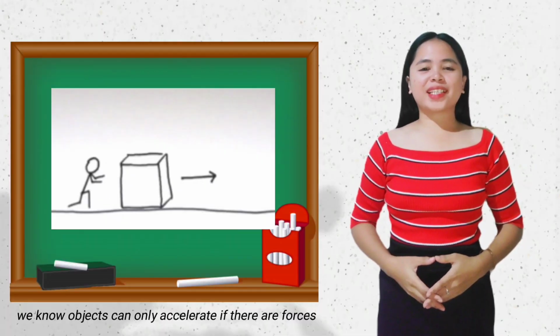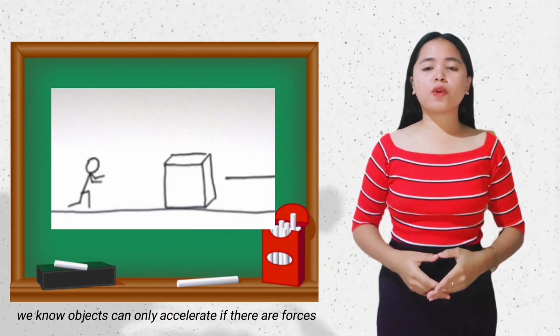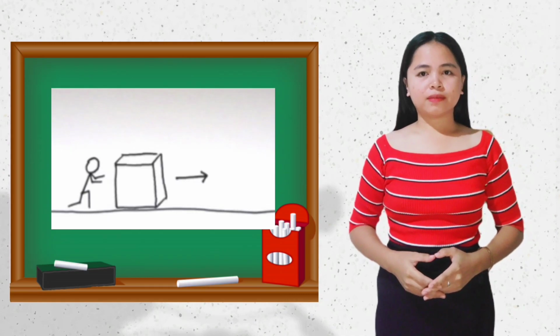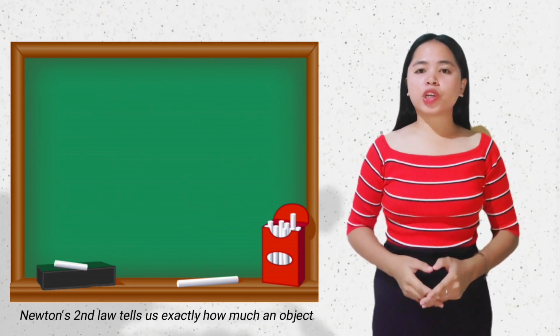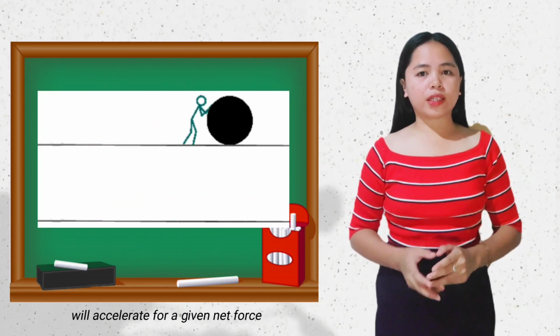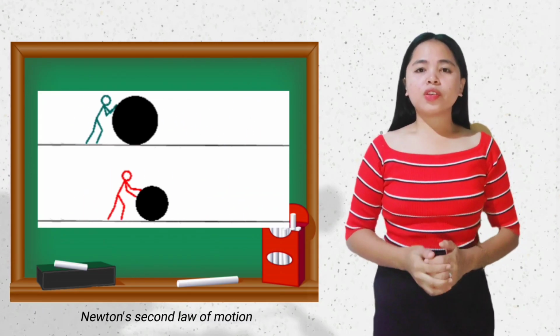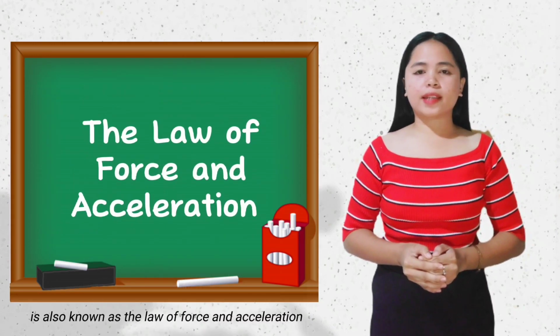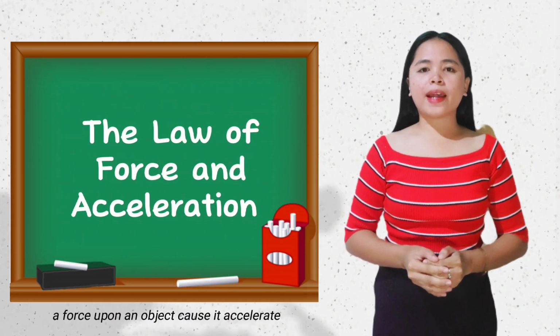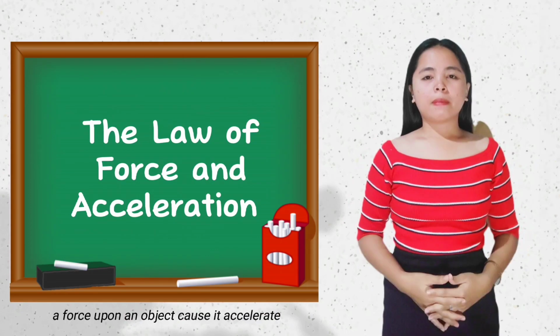We know objects can only accelerate if there are forces on the object. Newton's second law tells us exactly how much an object will accelerate for a given net force. Newton's second law of motion is also known as the law of force and acceleration. A force upon an object causes it to accelerate.